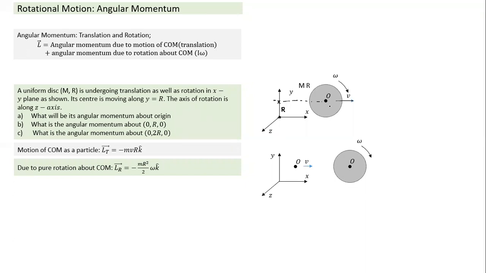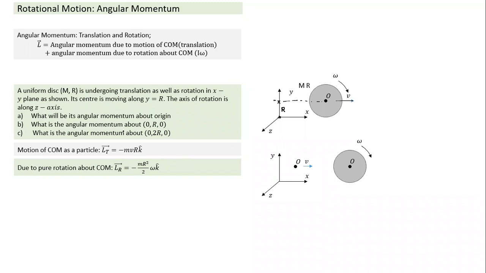If it is an angular velocity omega, I will take about center mass because I have to calculate rotational angular momentum about center mass. So moment of inertia about center mass perpendicular to plane, mr square by 2 omega k cap. So the sum of these two becomes the combined angular momentum.